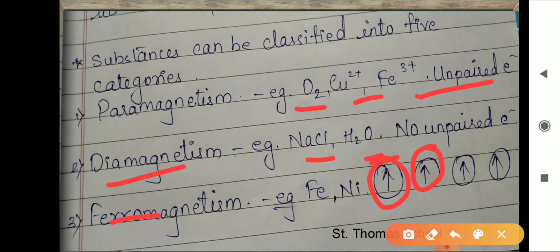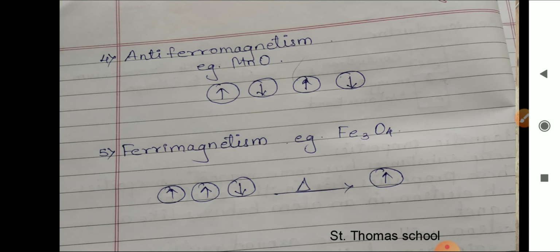Next is antiferromagnetism. In this, the example I had given you is MnO, showing antiferromagnetism, which has a domain structure similar to a ferromagnetic substance, right? But their domains are oppositely oriented. You can see here, one is upward and one is downward. So their domains are oppositely oriented and they cancel out each other's magnetic moments.